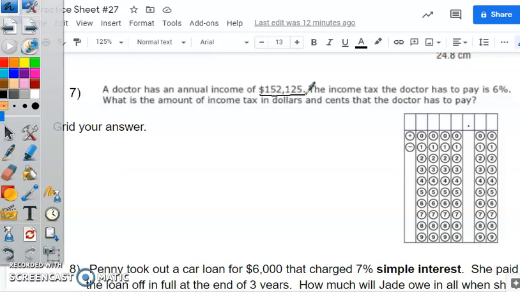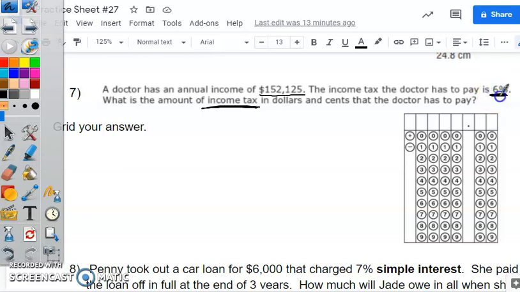Can't read today. The income tax the doctor has to pay is 6%. What is the amount of income tax in dollars and cents that the doctor has to pay? The doctor has to pay 6%, right? And that's all we're looking for. We are not looking for net income, guys. All we're looking for is the tax. This is the tax, the income tax.